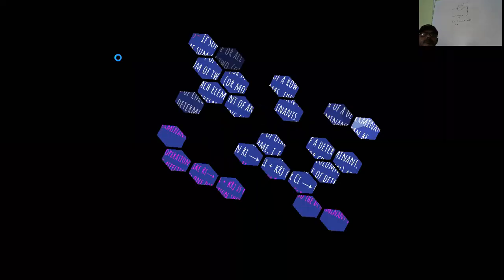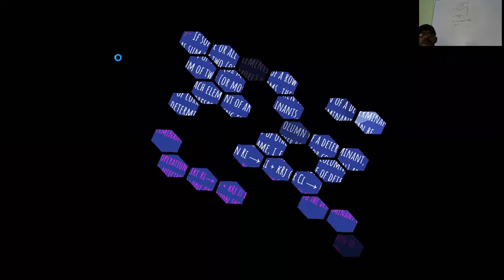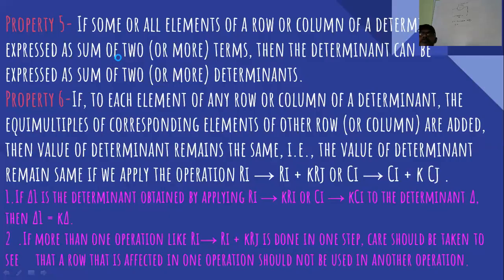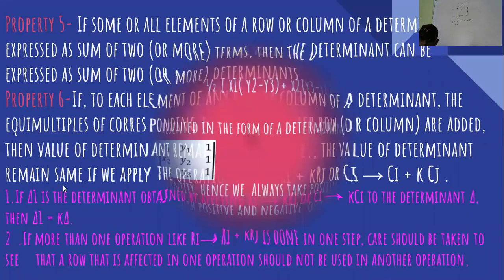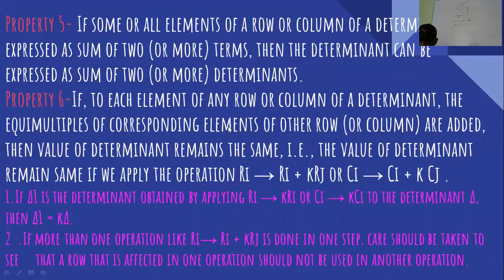Property 5. If some or all elements of a row or a column of a determinant are expressed as the sum of two or more terms, then the determinant can be expressed as the sum of two or more determinants. Property 6. If to each element of any row or column of a determinant, the equimultiples of the corresponding elements of another row or column are added, then the value of the determinant remains the same.